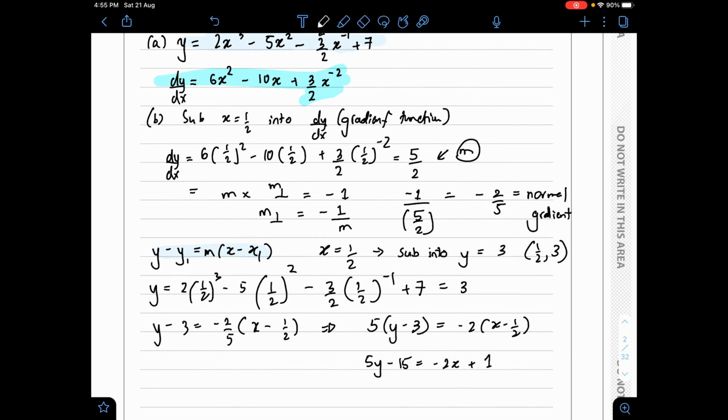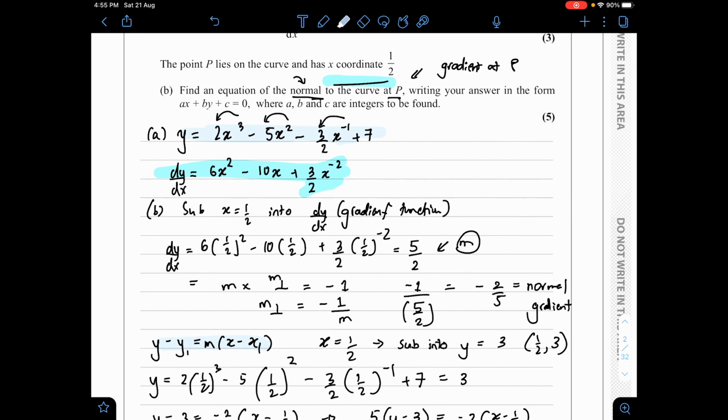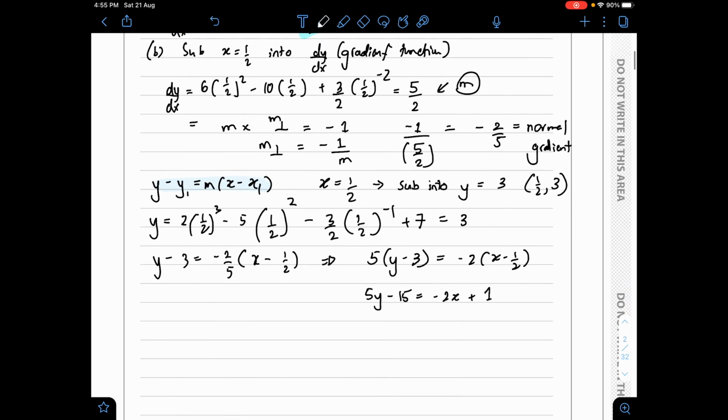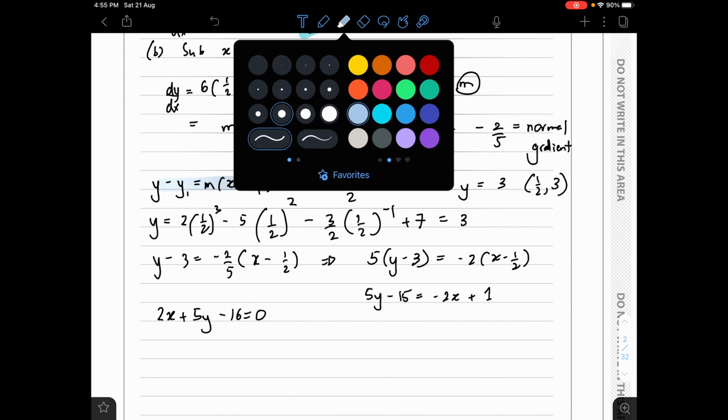So now we move the 2x and the 1 to the other side, because we want the equation in the form ax plus by plus c equals 0. So we have to move the x to the other side, so you'll get 2x plus 5y minus 15, then take away another 1, so minus 16 equals 0. So that is our final answer.